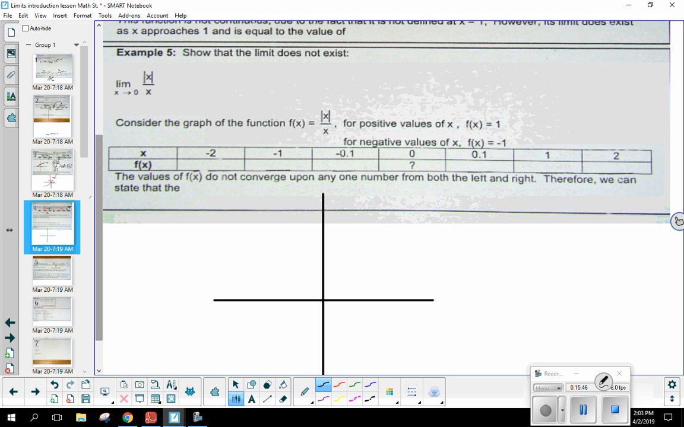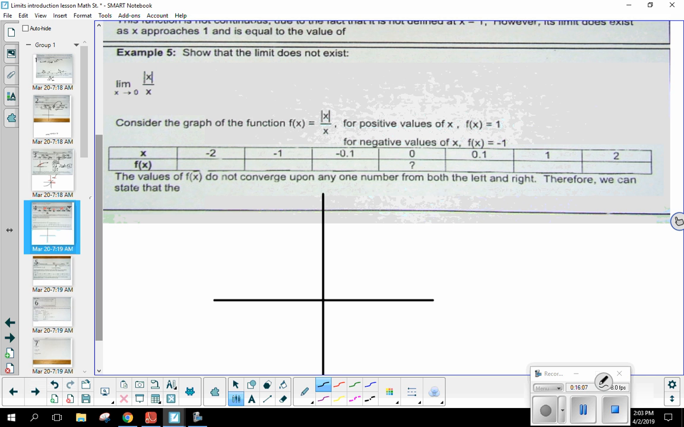How many people think they have an idea, but they're not 100% sure? Is it just like the one you showed us yesterday? No, I did not show you this one yesterday. Is it just half of the absolute value function? Half of it, yes, but it's not going to look like a V because of the division that we have.